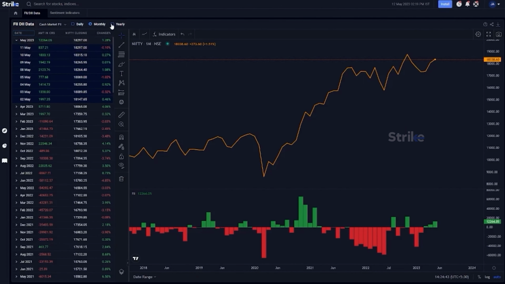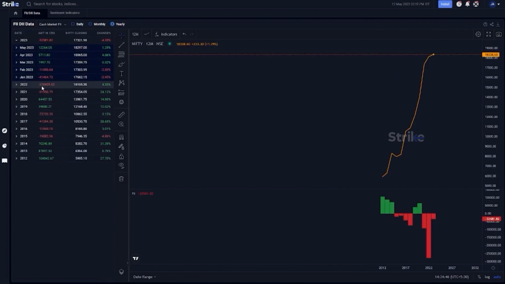Now similar are the features in the yearly option as well, where you see the column of amount. The ones which are in red indicate the net selling that the FIIs have done in that particular year, and the buying you see in green. And in change percentage, the figures that you see are nothing but the returns that have come in that particular year. So if it is in red, that means the Nifty has given a negative return, and if the number is in green, it indicates that the Nifty has given a positive return.